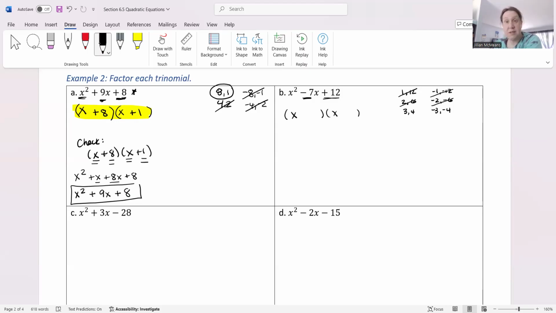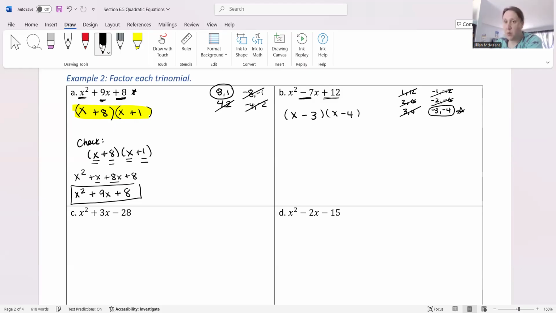3 plus 4 is 7, so we're getting somewhere, but remember, we need it to add up to be -7. This adds up to be +7, so it doesn't work. And then finally, -3 times -4 is +12, and -3 plus -4 is -7. So this right here, that's our sweet spot, okay? So we just want to fill in a -3 and a -4.